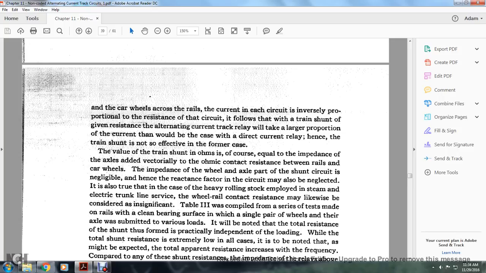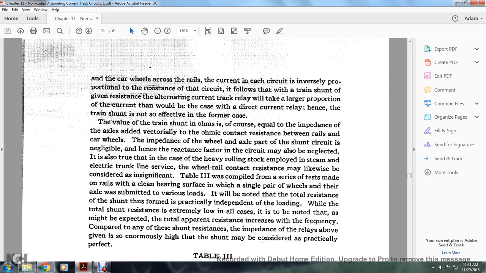It is also true that in the case of a heavy rolling stock, with pressure in the electrical contact surface of the wheel, the contact resistance may likewise be considered insufficient. Table 3 was compiled from a series of tests made on rails with clean bearing surfaces, in which a single pair of wheels and axles was submitted to various loads. It will be noted that the total resistance of the shunt is practically independent of the loading, while the total shunt resistance is extremely low in all cases.